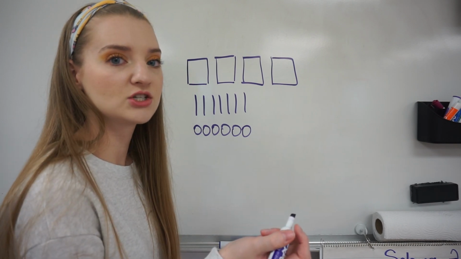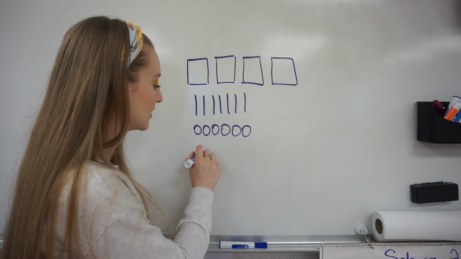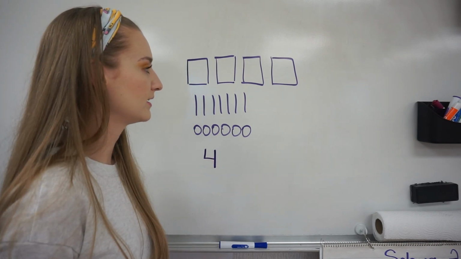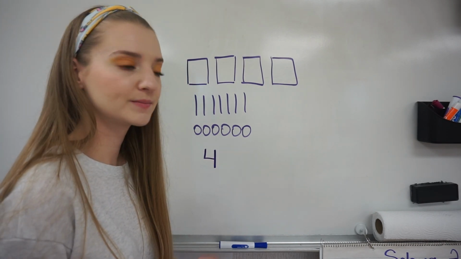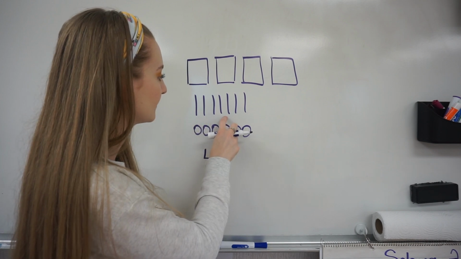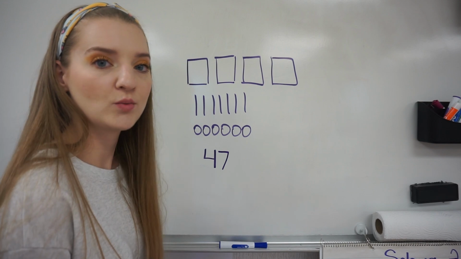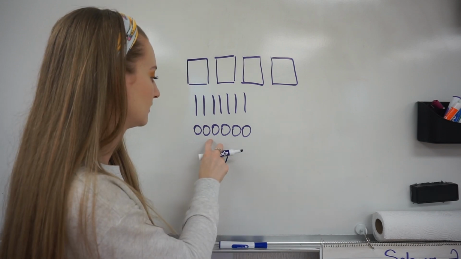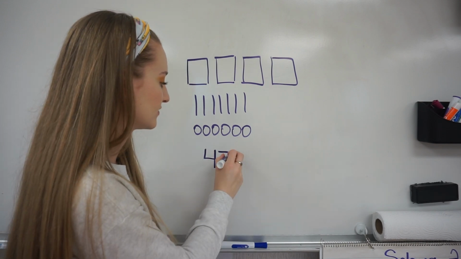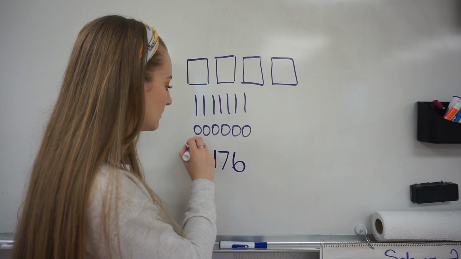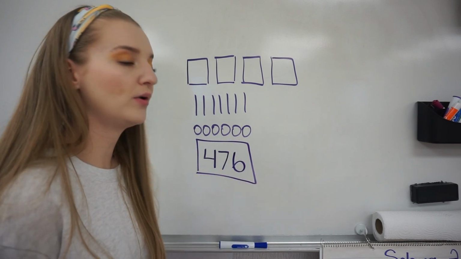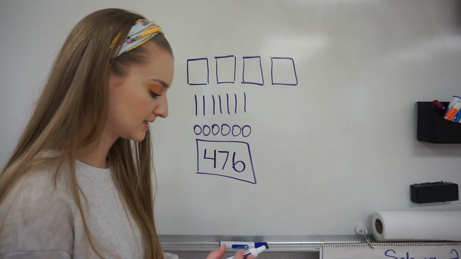Okay, the digit in the hundreds place would be 4. Great. What about the tens place? 7. And what about the ones? 6, perfect. That would be 476.